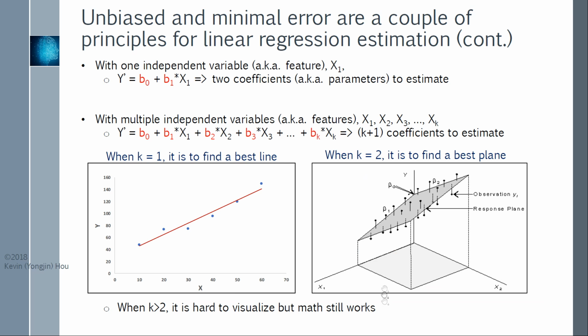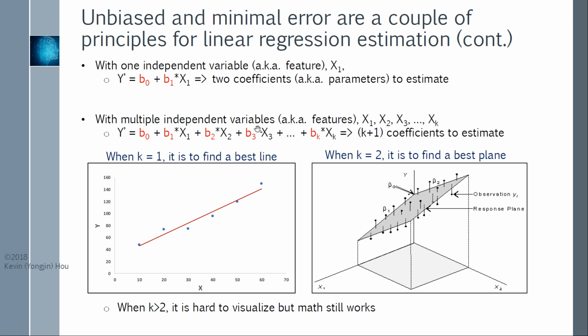To summarize, if we have only one independent variable, x1, this linear regression can be written in this form: y prime, the prediction, is equal to b0, the intercept, plus b1, the slope, times x1. Basically, there are two coefficients, also known as parameters, that need to be estimated for this regression line.